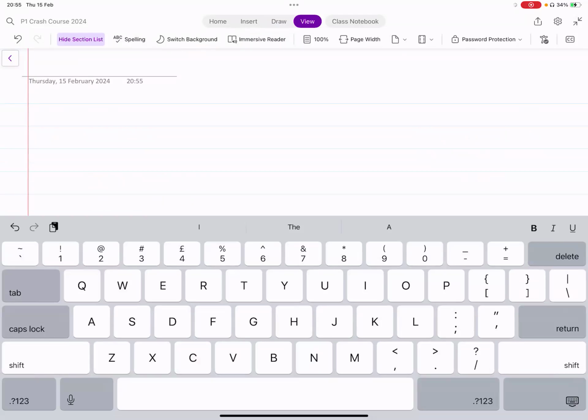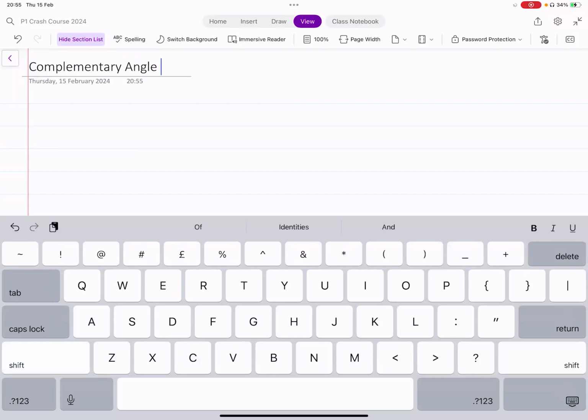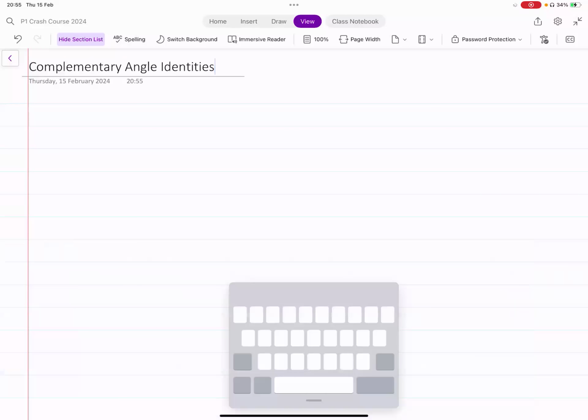Some teachers teach these in O levels as well, although they're not part of the syllabus explicitly, but I think some of you might have already seen them before. These are called complementary angle identities.